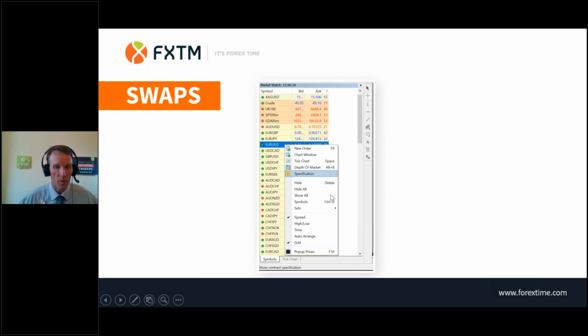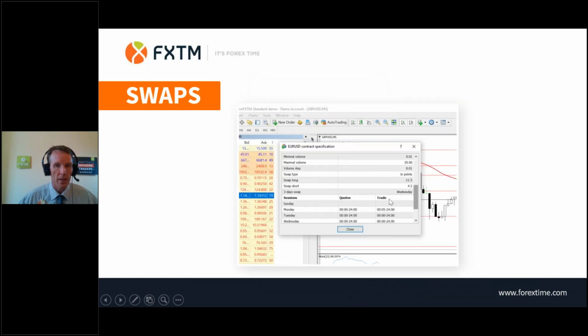So where you find out what the swaps are is, if you choose a currency pair, you right-click there in the market watch, and you go to specifications, and it brings up a list of all the contract specifications of that contract. And if you scroll down, you'll see there swaps long. You're going to pay 11.5 points. It's quoted in points, and for short, you're going to earn 4.5 points for a position. No, that's per lot. Sorry, that's per lot.